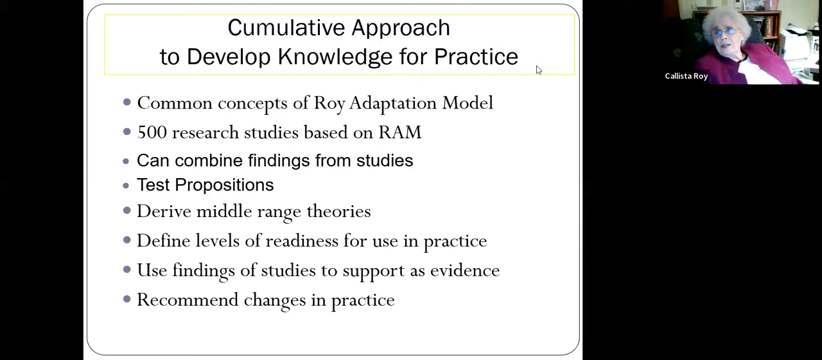We had the opportunity to have accumulated knowledge to develop knowledge for practice, because the common concepts of the Roy adaptation model are used in research, and we were able to identify 500 research studies based on the Roy adaptation model. Then we could combine these findings from these studies, test the propositions, derive middle range theories, and define levels of readiness for use in practice, and use these findings to support as evidence, and then recommend changes in practice.